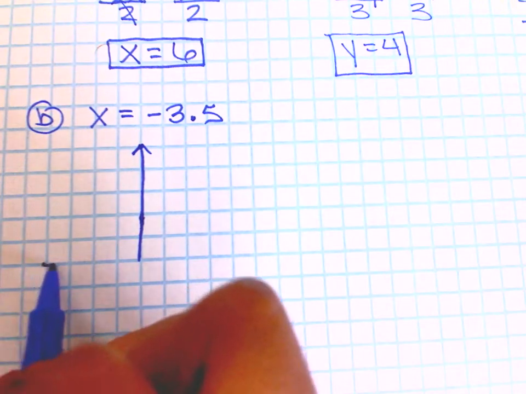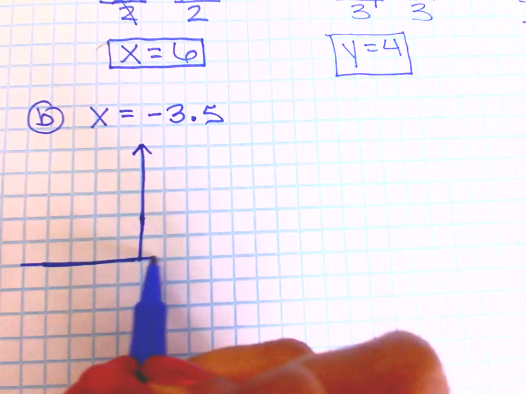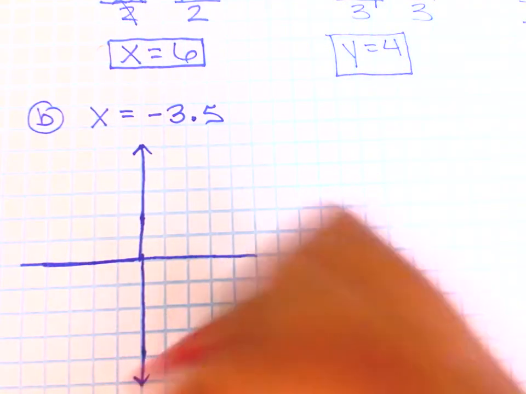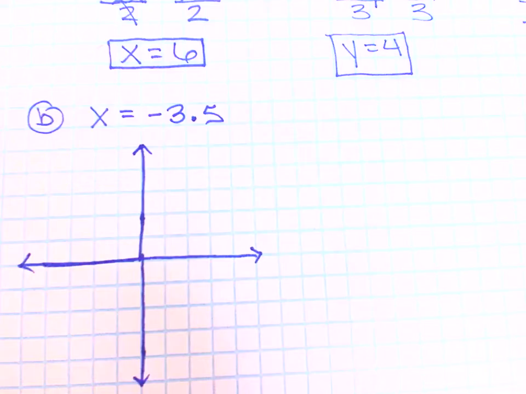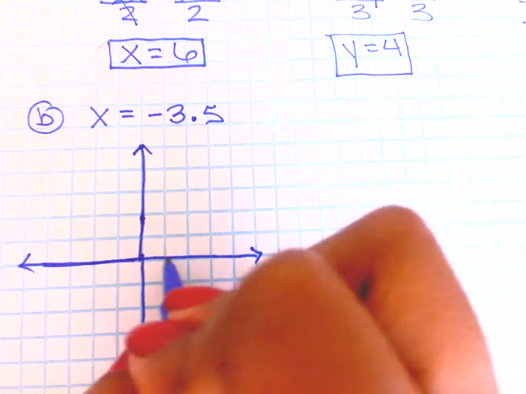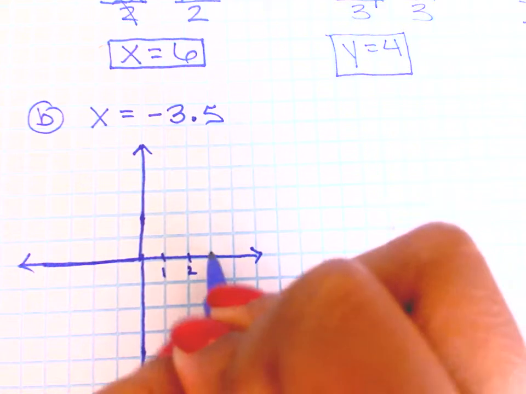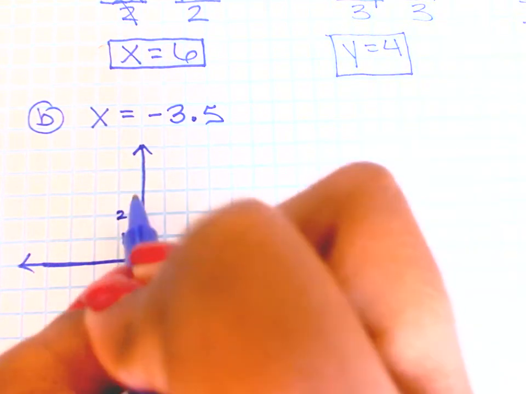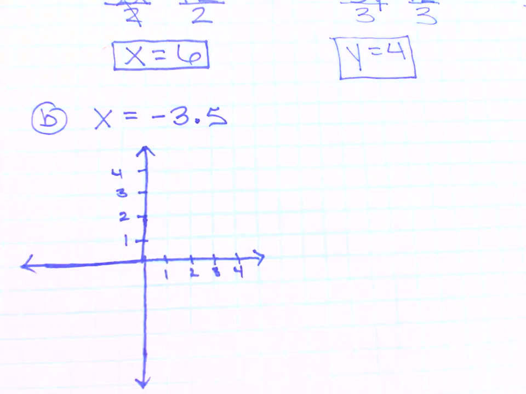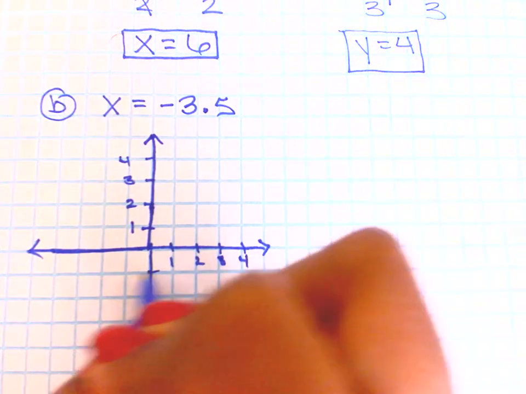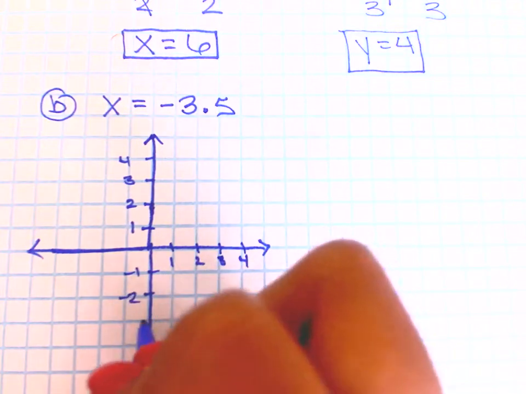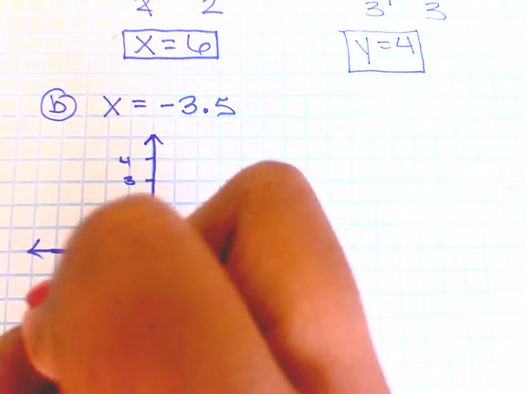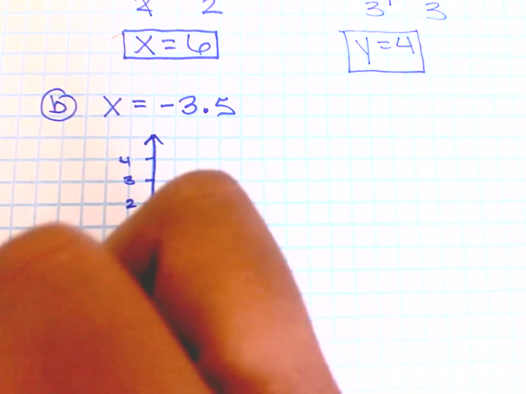I'm going to make it about 4 to 5 long. Probably 5. So I'm going to label this 1, 2, 3, and 4. Positive 1, positive 2, positive 3, positive 4, negative 1, negative 2, negative 3, negative 4, and negative 1, negative 2, negative 3, negative 4.